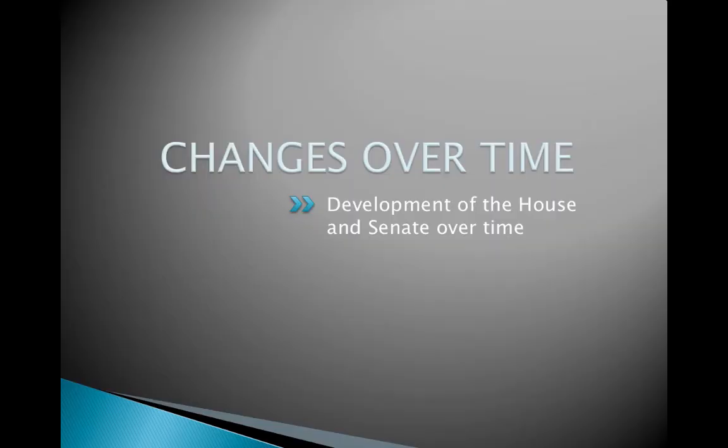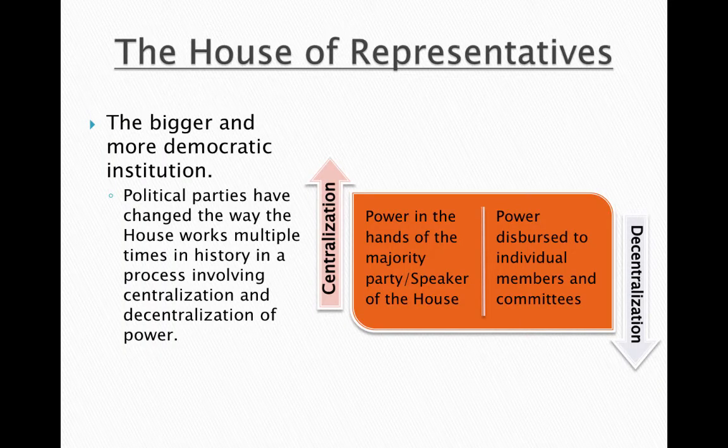So let's talk about some changes over time, because Congress certainly doesn't operate the same way it did back when the Founding Fathers were members of Congress. And when we're doing this, we're going to largely focus on the House of Representatives, and then I'll go back to the Senate at the end and tell you some differences. So the House of Representatives is the bigger and more democratic, and I say that with a small d, not meaning the party, but the notion of democracy, more democratic institution.